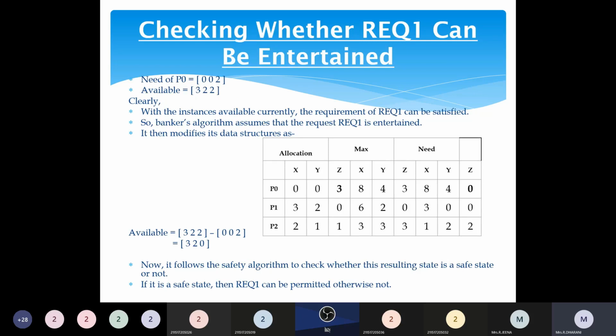So after allocating this, we will get 322 minus 002, you will get 320. Availability is now 320. And now it follows the safety algorithm to check whether this resulting state is in a safe state or not. If it is a safe state, then the request RQ1 can be permitted, otherwise not.